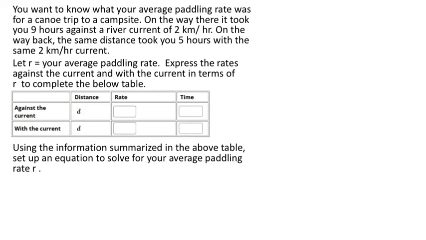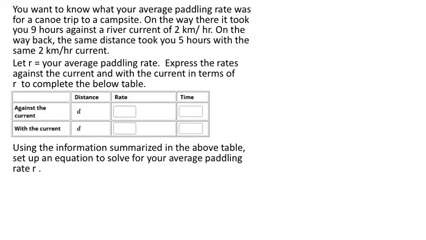You want to know what your average paddling rate was for a canoe trip to a campsite. On the way there, it took you 9 hours against a river current of 2 kilometers per hour. On the way back, the same distance took you 5 hours with the same 2 kilometer per hour current. Let R equal your average paddling rate.